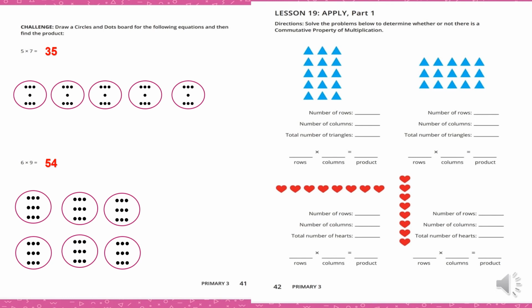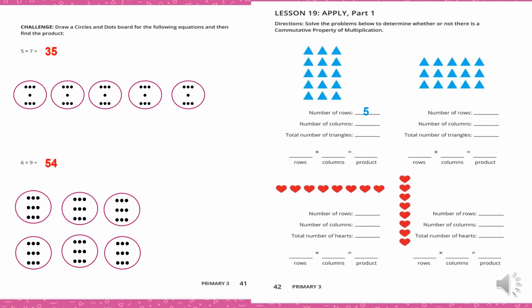In lesson 19, the apply part. Here, solve the problems below to determine whether or not there is the commutative property of multiplication. Here, the first array is triangles. The number of rows, how many rows do we have? We said rows are the items arranged in horizontal lines. So, we have 5 rows here.